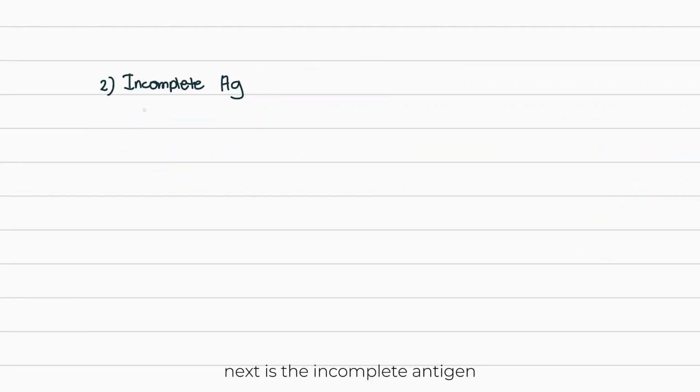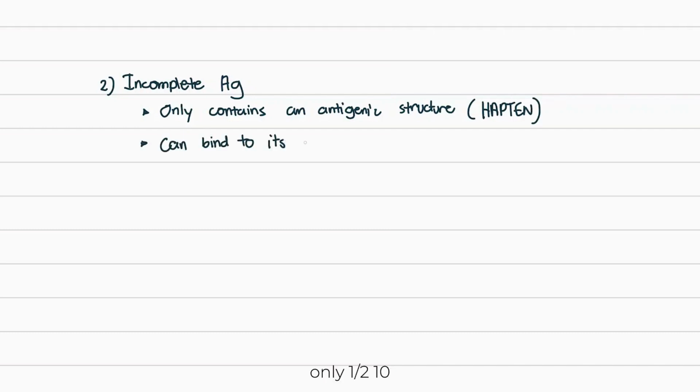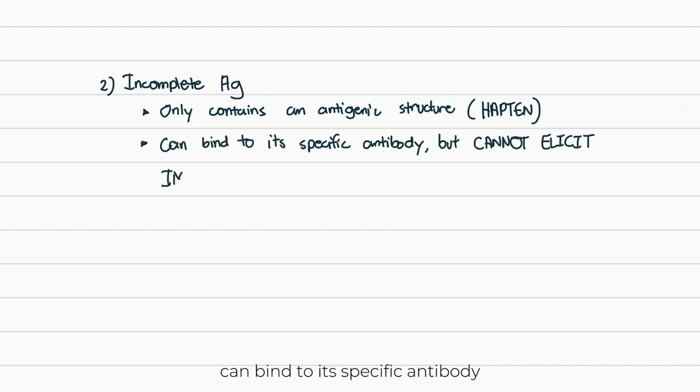Next is the incomplete antigen, which is composed of hapten or epitopes only. A hapten can bind to its specific antibody but cannot elicit an immune response to produce it. It needs a carrier molecule to be large enough for the immune system to recognize it.